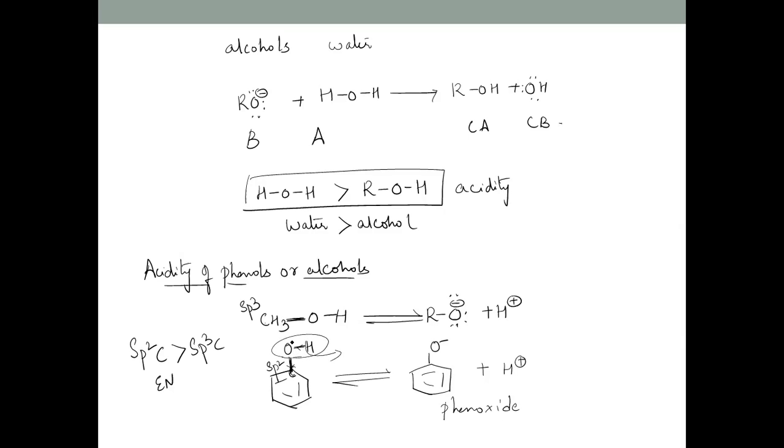Right? So depending upon the electronegativity, we can say that the OH bond in phenols is more polar when compared to that of the OH bond in alcohols. So since acidity is dependent on the polarity of the OH bond, phenols are more acidic than alcohols. This is the first reason.